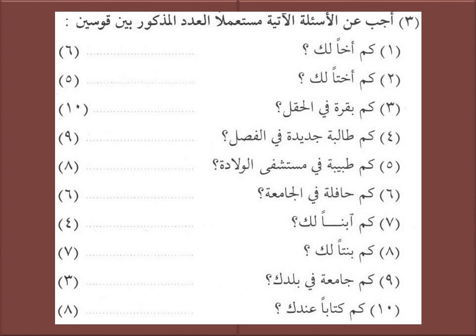Number 4. Kam talibatan jadidatan fil fasli. Kam talibatan jadidatan. The connection between taliba and jadida is actually mawsuf sifa, man'ud and na'at. So what's happening? Because talibatan got fathatain because of kam, because it became tamiz because of kam, jadidatan is just following the mawsuf, following the man'ud.